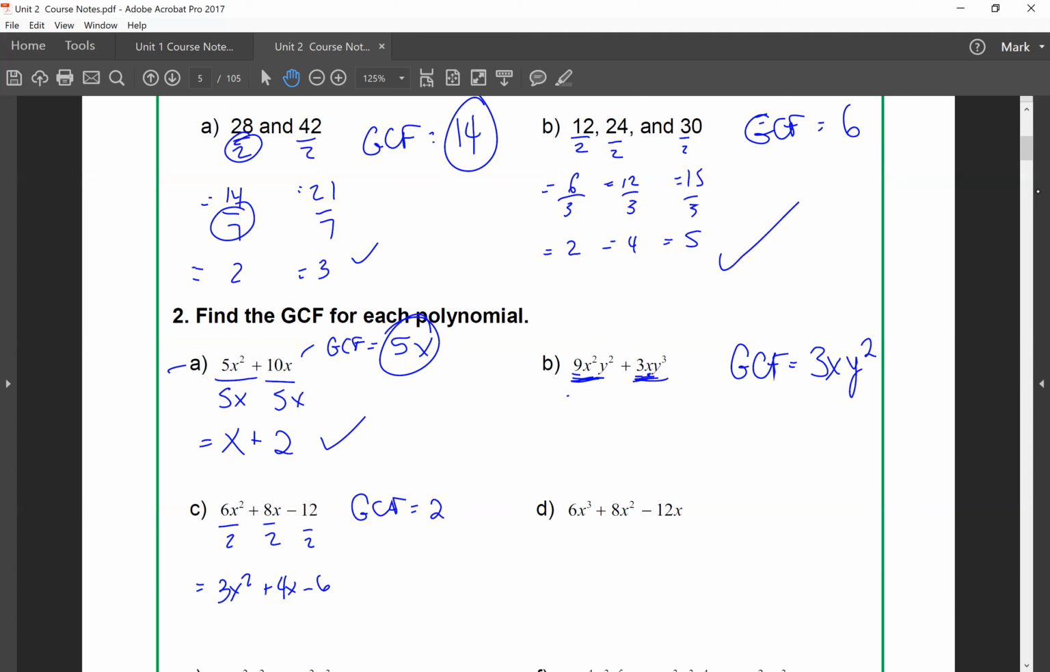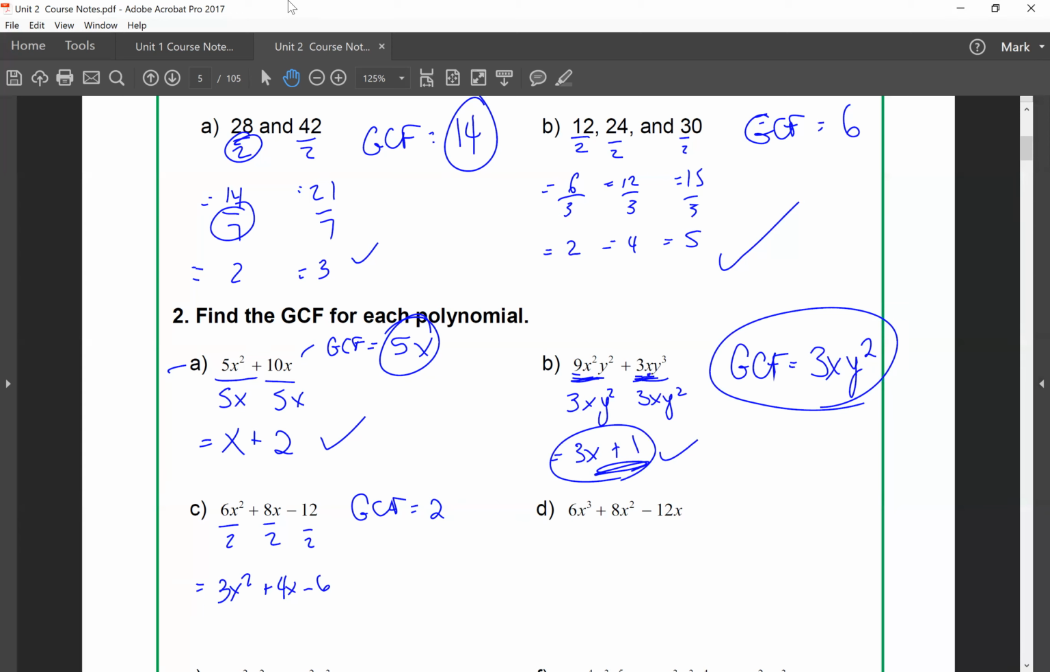How do I know that 3xy squared is the greatest common factor? Well, when I divide these numbers by that, I would get 3x and I would get 1. So this works. This is my GCF. Again, there's a reason I'm doing this. It's like I'm slowly revealing the plot of a movie. So you'll see why I'm actually showing you this part in a minute.